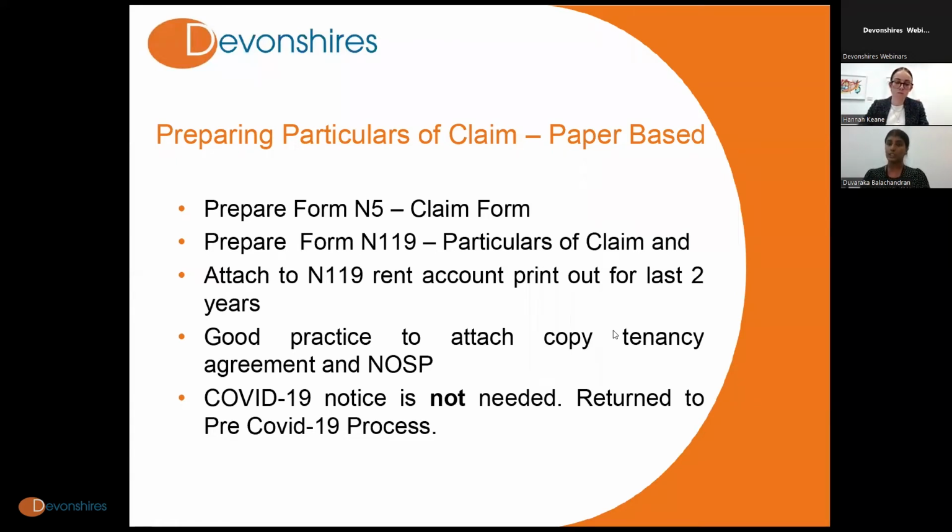It's always good practice to provide all the information, and provide 3 copies as well. When you do a paper-based application, again, 3 copies of all of the exhibits. This includes the rent statement, the notice, which is the NOSP, a copy of the tenancy agreement, and again, best practice to provide the correspondence you've sent, i.e. the arrears letters, AR1, AR2, AR3 letters. At this moment, the COVID notice is not required, so we have returned to the pre-COVID-19 process.